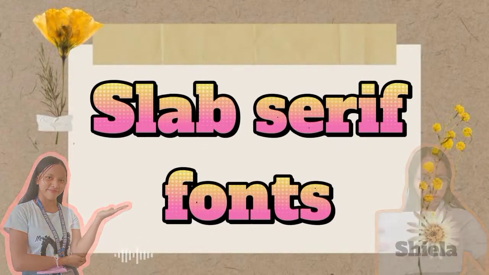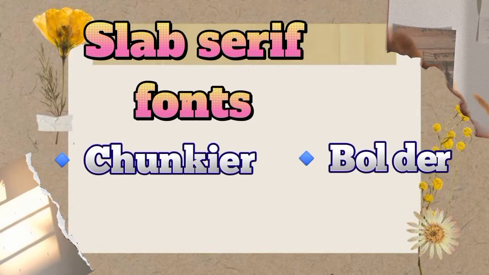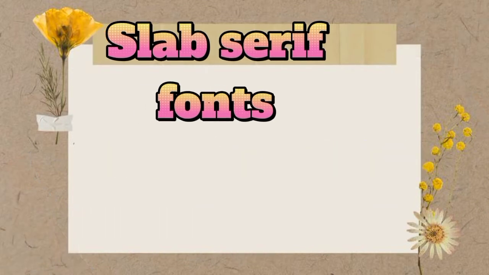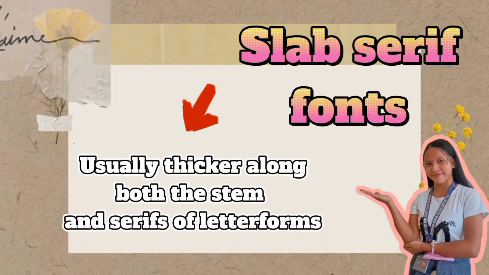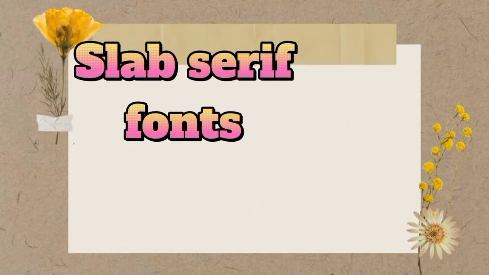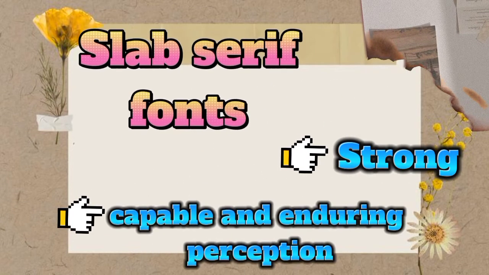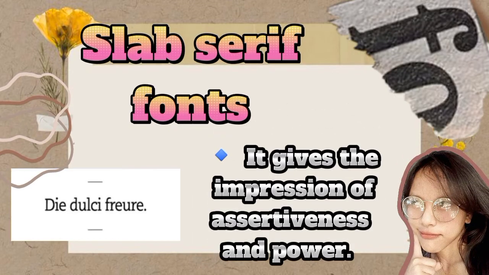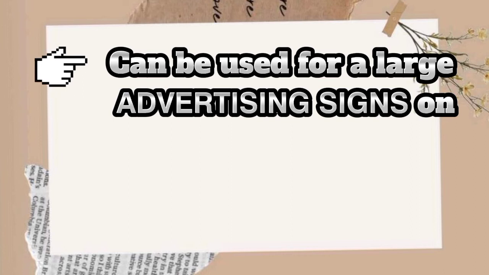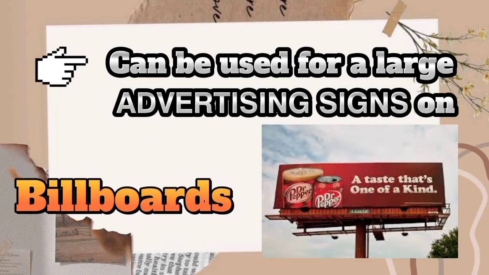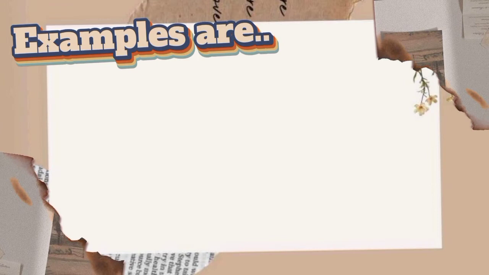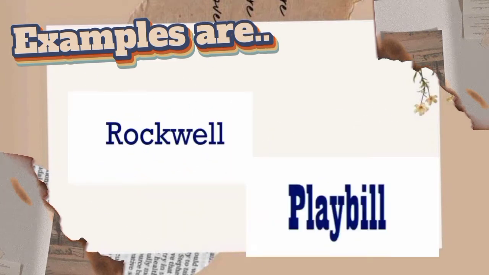Slab serif fonts are a chunkier, bolder interpretation of the serif type style, usually thicker along both the stem and serif of later forms. Slab serif is a strong, capable, and enduring perception. It gives the impression of assertiveness and power. These types of fonts can be used for large advertising signs on billboards. Examples are Rockwell and Playbill.